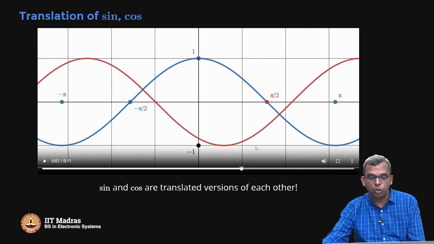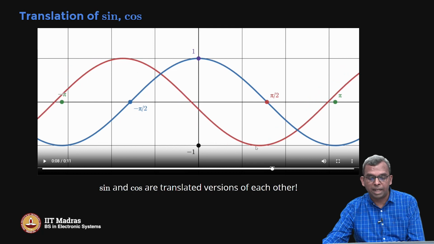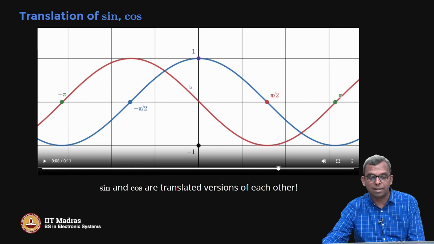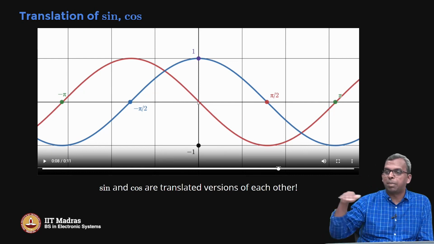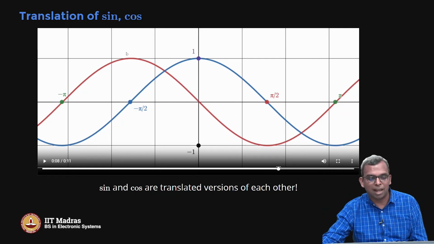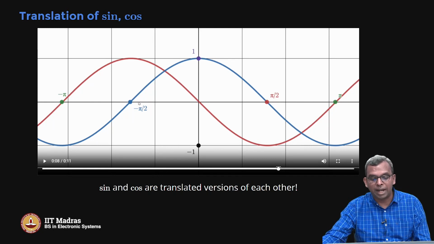If you keep going, if you go to 3 pi by 2 or minus pi by 2, you will see you get minus sine. Notice this is minus pi by 2. I've shifted right by 3 pi by 2, which is the same as shifting left by pi by 2. I'll show you the other way around also, what happens when you shift left. So I've shifted right by 3 pi by 2, and I end up getting minus sine.